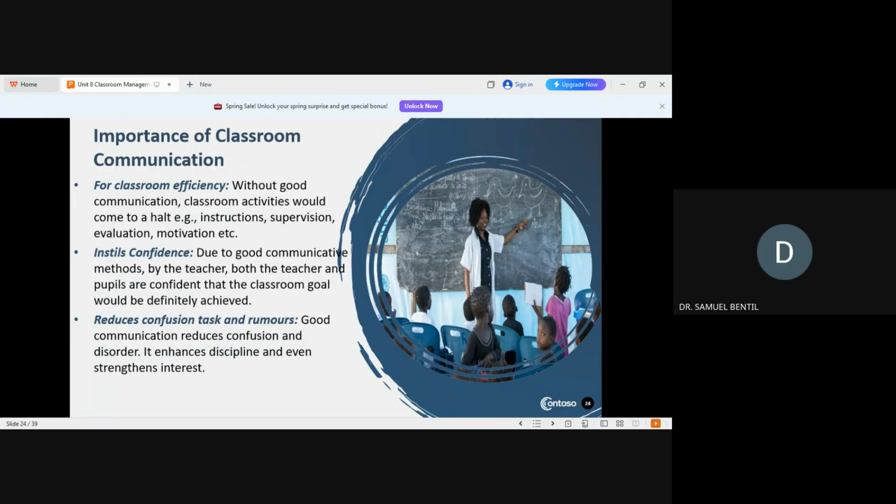Now, why the need for us to look at classroom communication? We are saying that a good classroom communication brings about efficiency in communication. Because without good communication, classroom activity will come to a halt, be it instructions, supervision, evaluation, and others. So a good classroom communication brings about efficiency. That's why when you are communicating ambiguous terms, you get ambiguous answers. It also instills confidence. So due to good communicative method by the teacher, both the teacher and pupils are confident that the classroom goals will definitely be achieved.